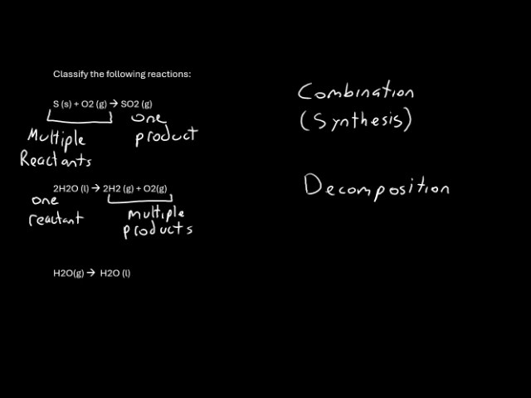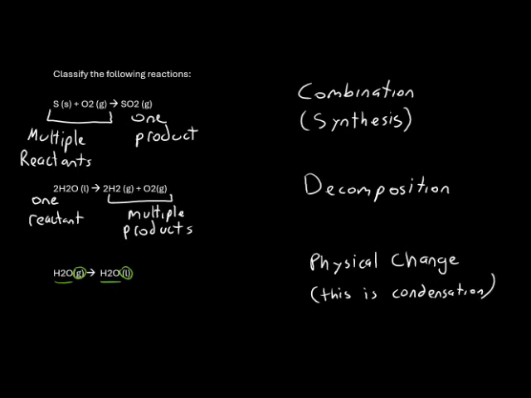The next type of reaction has water gas going to water liquid. Here you can see the chemical composition has not changed at all, only the state. We've gone from gas to liquid. We can call this a physical change because no chemical bonds were broken or formed. Specifically, this physical change is a change in state where we go from gas to liquid, also known as condensation. So bear in mind that a change of state is only a physical change, not a chemical change.